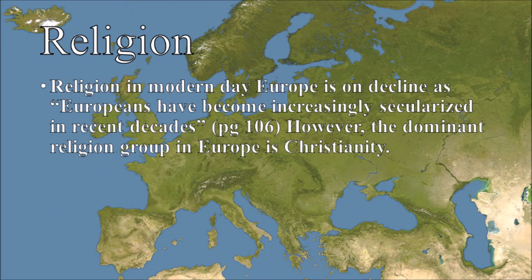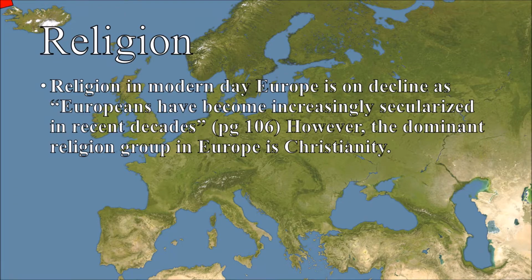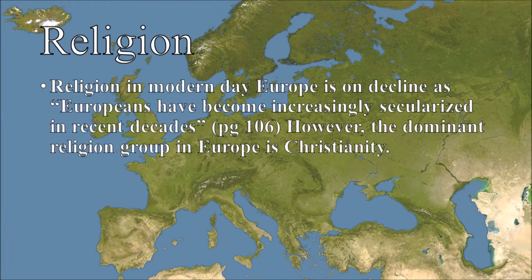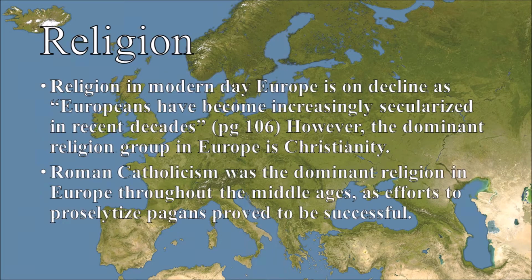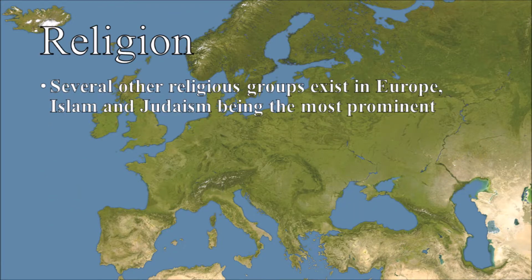Moving on to religion. According to the textbook on page 106, religion in modern-day Europe is on the decline, as Europeans have become increasingly secularized in recent decades. However, the dominant religion group in Europe is Christianity. Christianity originally took root in Europe within the Roman Empire, and then spread rapidly as a result of Rome officially adopting the religion in the early 4th century. Roman Catholicism was the dominant religion in Europe throughout the Middle Ages, as efforts to proselytize pagans proved to be successful. Of course, there are several other religious groups that exist in Europe.